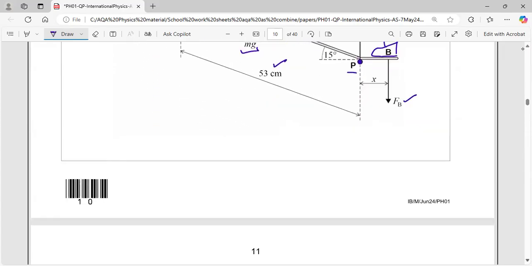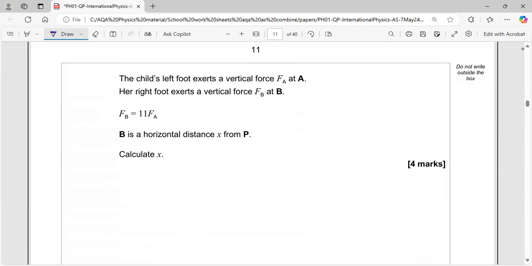Whenever a diagram is there, you have to examine it very, very carefully. Now we say that the child's left foot exerts a vertical force FA at A, and her right foot exerts a vertical force FB, and they are giving you a relation. This is a trick in this question. They told you that FB is 11 FA. Now they are not equal. Previously, they were equal, but now they are not equal.